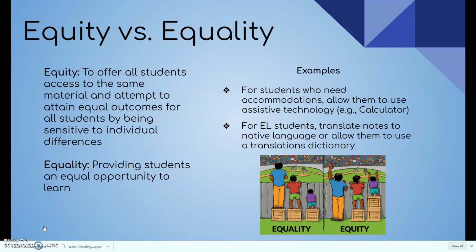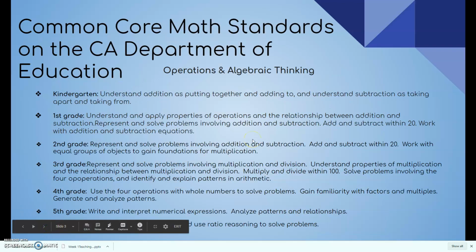Some examples of equity in the classroom would be, for students who need accommodations, allow them to use assistive technology. An example of this would be a calculator. For EL students, we can translate the notes to their native language or allow them to use a translation dictionary. So for the Common Core standards in math, I chose to focus on the operations and algebraic thinking.